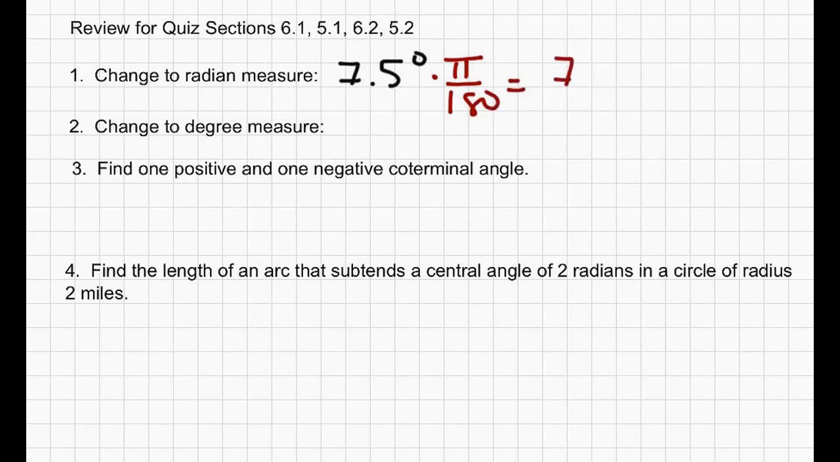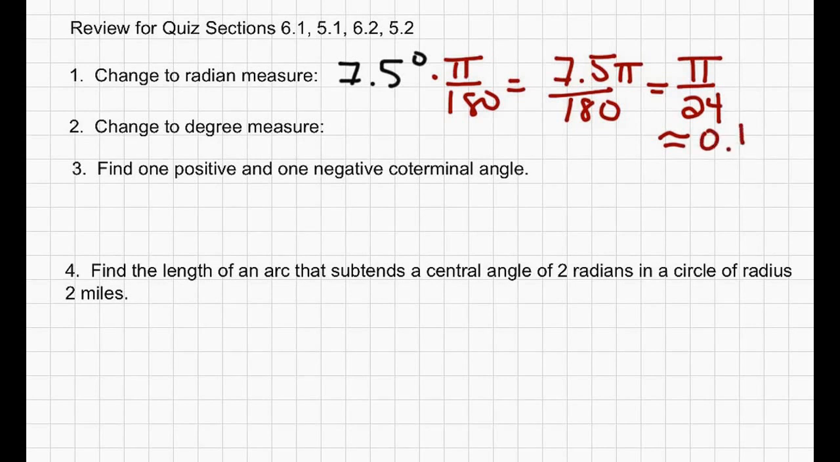Now what we do is we take the 7.5 over 180 and we reduce that fraction using math enter on our calculator. So you can tell me the answer is pi over 24 in pi radians, or you could tell me the answer is approximately 0.131 radians if you change it into decimal radians.